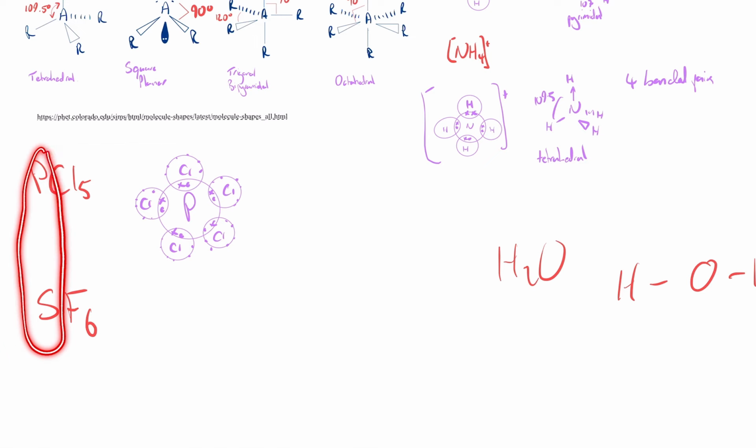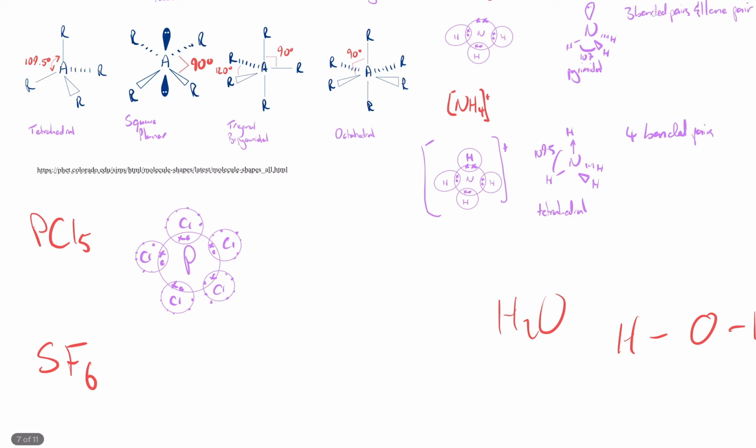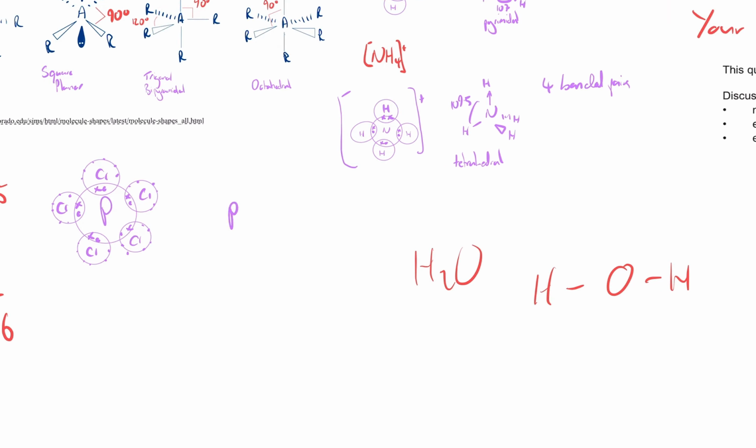The phosphorus and sulfur, not necessarily. So we know we've got 5 bonded pairs. Okay, that's this shape here, right? So we've got phosphorus, something like that. 90 degrees between these, 120 between these, trigonal bipyramidal, sorry.